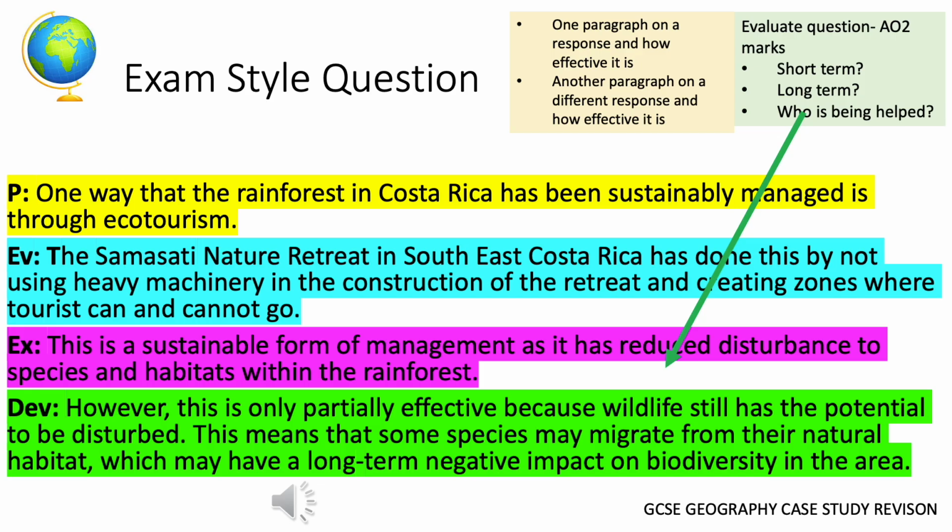The final thing I have done is I have developed this, and within this section I have also included some evaluation in order to pick up those AO2 marks. It states, however, this is only partially effective because wildlife still has the potential to be disturbed. This means that some species may migrate from their natural habitat, which may have a long-term negative impact on biodiversity in the area. Note that I have mentioned the long-term as well as the short-term within my answer. You may want to adapt your answer now, but remember, you will need to have 2 paragraphs, not just the one that I have produced on the screen.